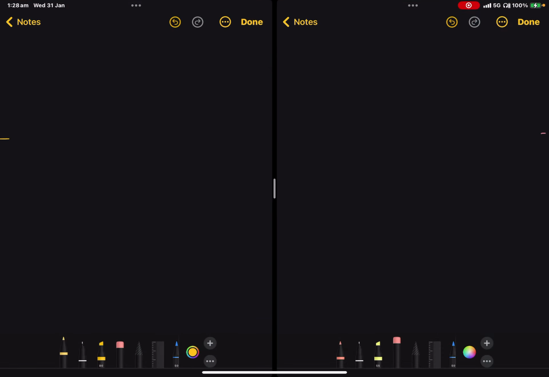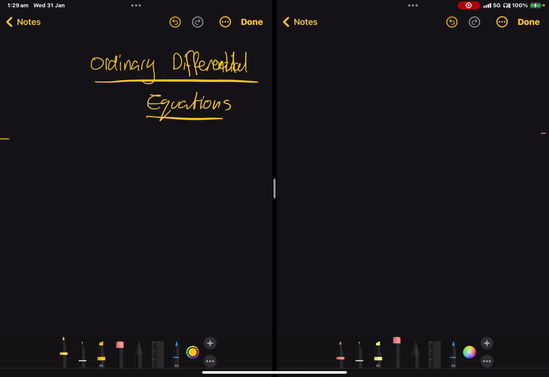Alright, so let's have a look at another question. This one comes from ordinary differential equations. So this time we're going to be having a look at another third order differential equation. So this one is y prime prime prime plus y prime equals 0.